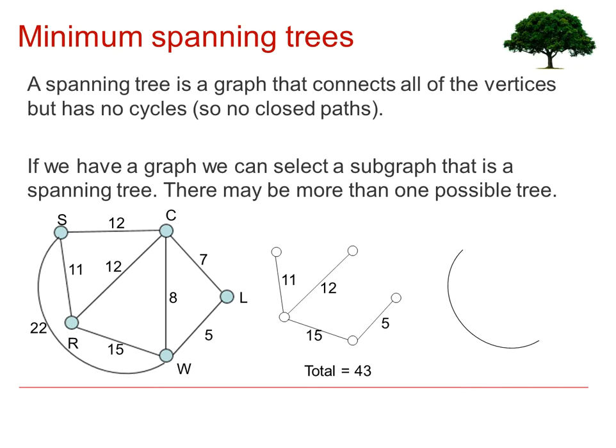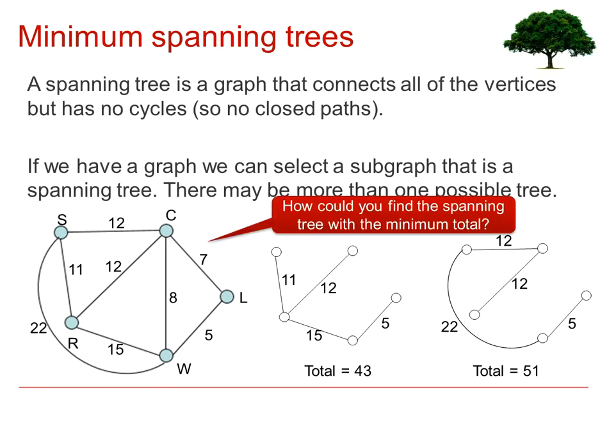There's the one that we've already done, which has got a total weight of 43. An alternative to that would be this one, which has a total weight of 51. The obvious question then is, how can we find the smallest, or what's called the minimum spanning tree? With a network which is nice and small like this one, then it might be possible to find every single possible spanning tree, and therefore just hunt through our list to find the smallest of those.